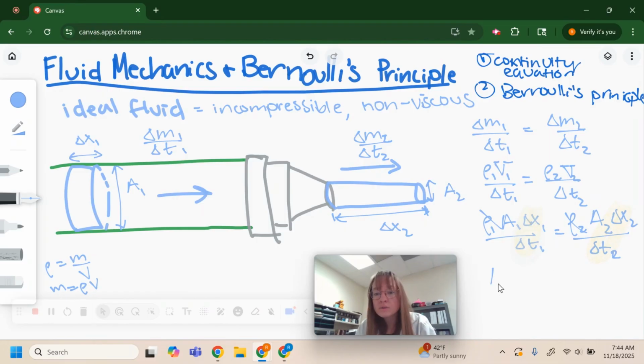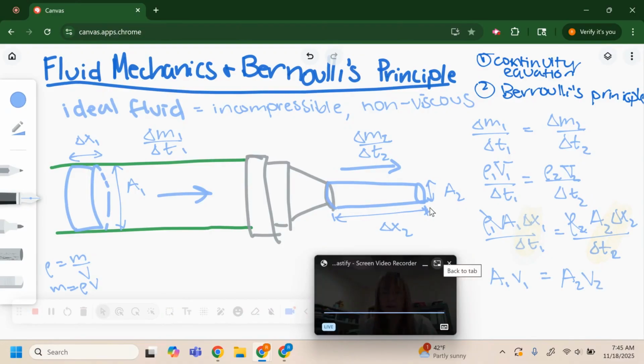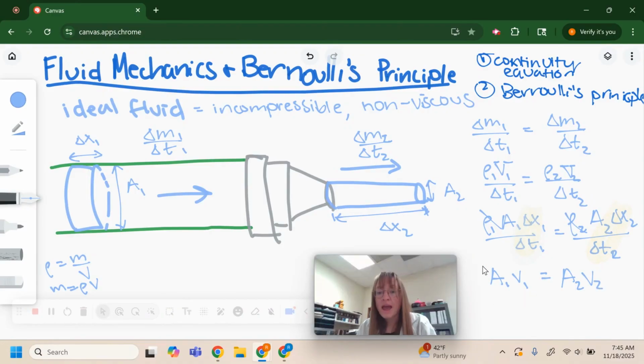So we can write this as A1 V1, where this is the area of the water here and this is the speed of the water here, is equal to A2 V2, where this is the area of the water here and the speed of the water here. And this is our official continuity equation: A1 V1 equals A2 V2. Yes, of course, do add it to your bag of tricks. It is most certainly worthy.